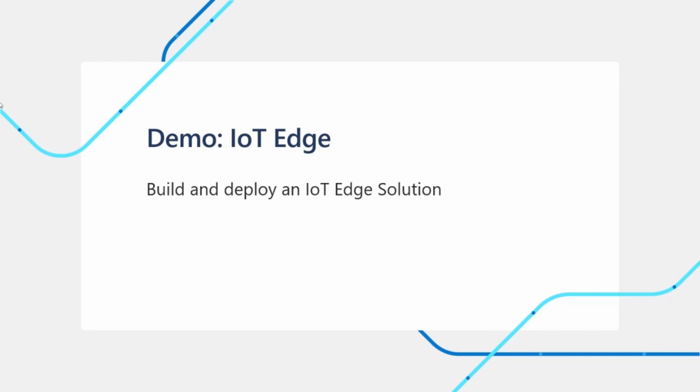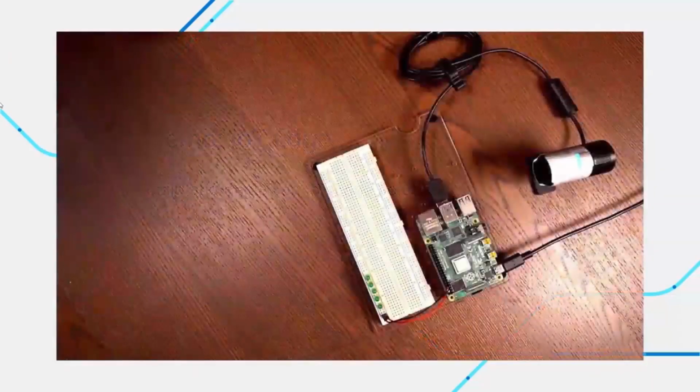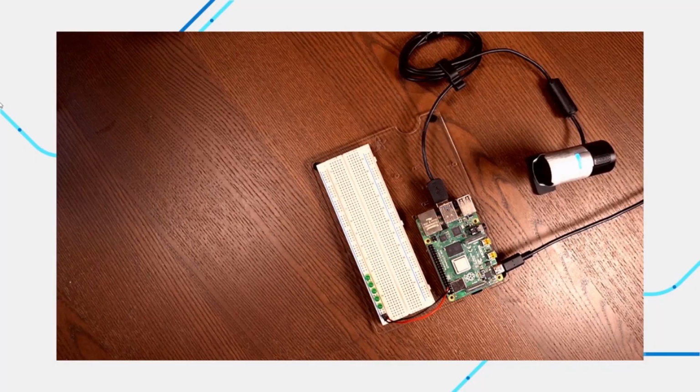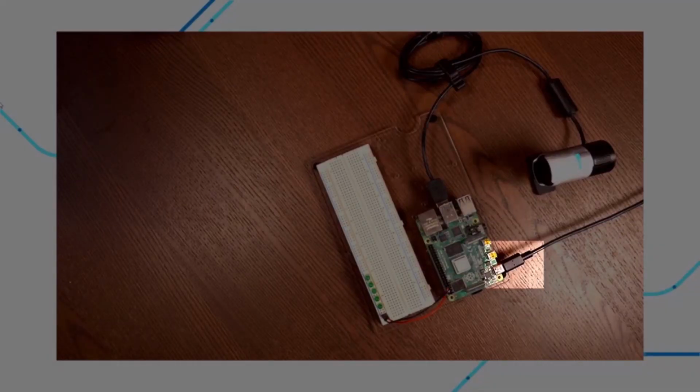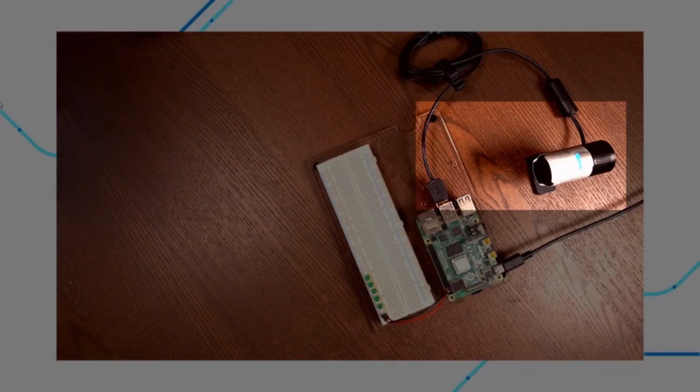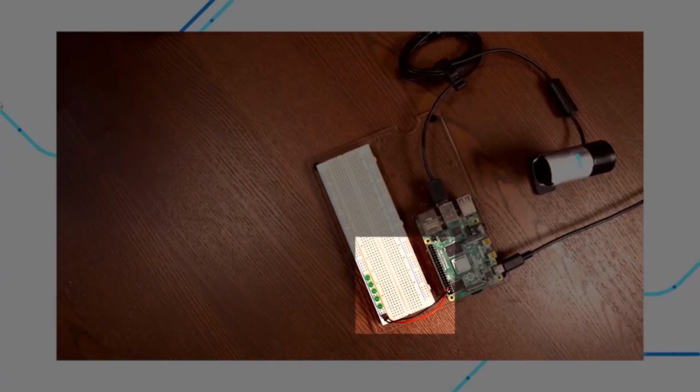Now that we know what to build, let's actually implement a model we have created using Custom Vision in an IoT Edge solution and deploy it to this Raspberry Pi device. Here you see a Raspberry Pi 4 with the latest Raspbian installed. It is connected to the power, and I've connected it to the Wi-Fi and enabled SSH, so I can connect to it from my computer. I also connected a USB camera and connected some LEDs to the GPIO pins on the Raspberry board.